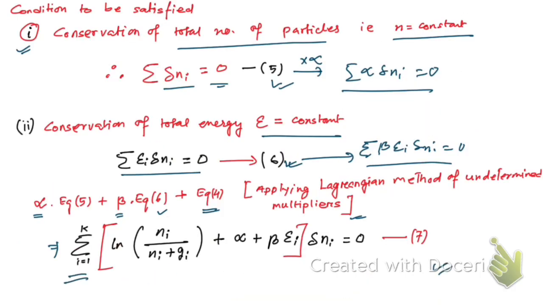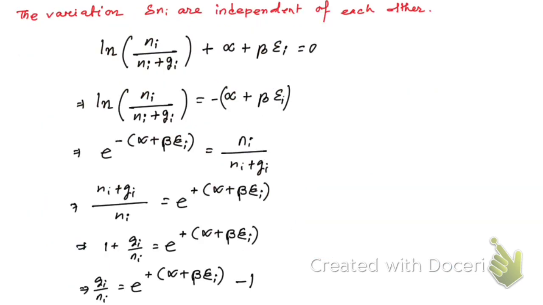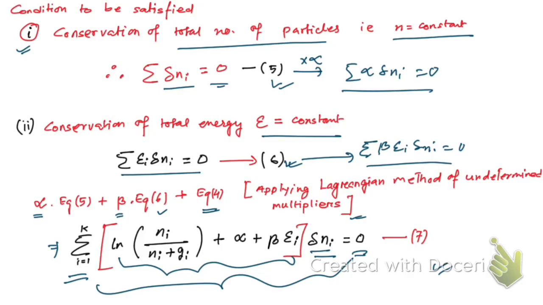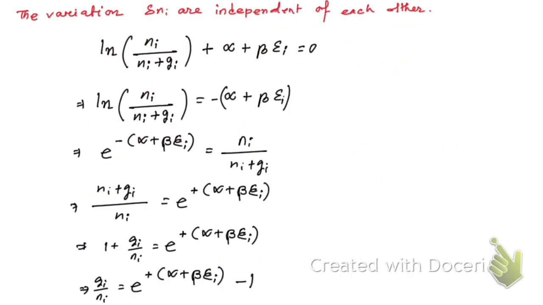Here the summation is taken outside the bracket and del ni is taken common. Hope you have understood this. Now let me go to a new slide. Here you see this can be equal to 0. It is possible when the part within the bracket is equal to 0. So that's what I have written here, and this implies this.